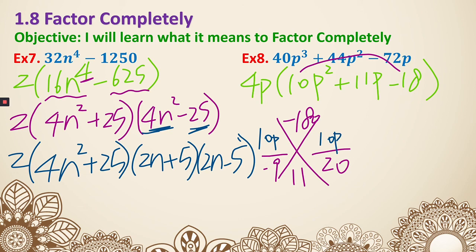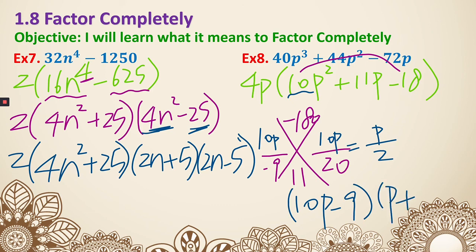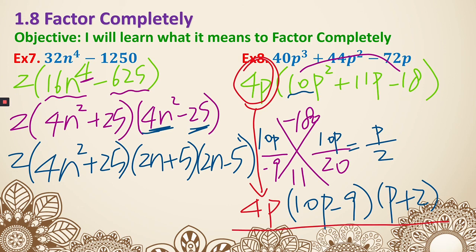Since that is the leading coefficient, the right side can be simplified to be p over 2. So my final answer, 10p minus 9 times p plus 2. But don't forget, we still have that GCF in the front. That's going to stay there, 4p in the front. And that is our final answer.